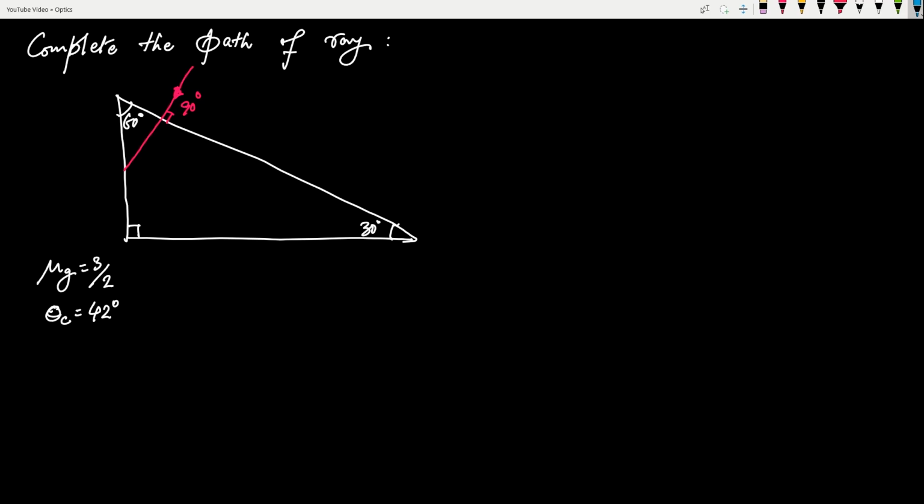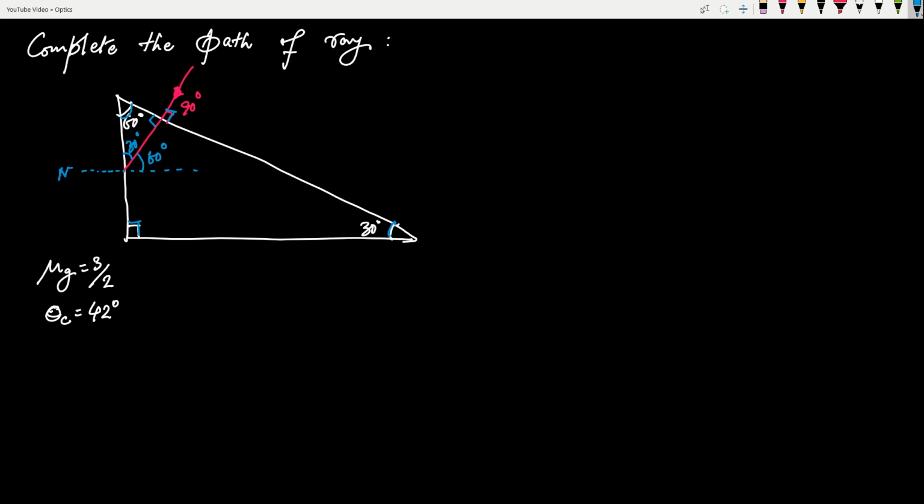Now let's see. Suppose this is the triangle given, with angles 60 degree, 90 degree and 30 degree. It says a ray of light is incident on one of the sides at 90 degree, then what will be the path of the ray? If this is 90 degree, then this has to be 90 degree, and if this is 90 degree, then this has to be 30 degree. But that is not the angle of incidence. Angle of incidence is always measured from the normal. So this is the normal, therefore the angle of incidence on this interface is actually 60 degree.